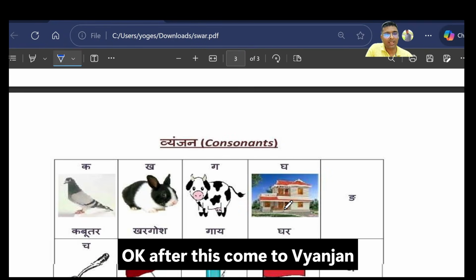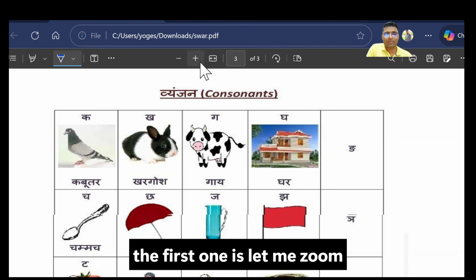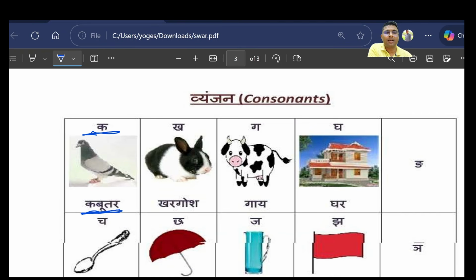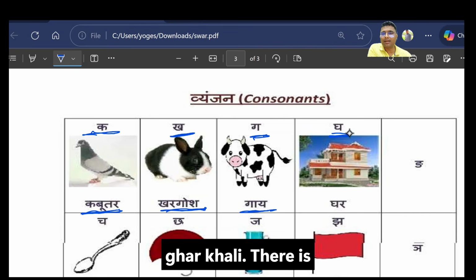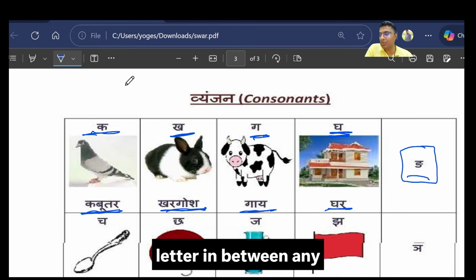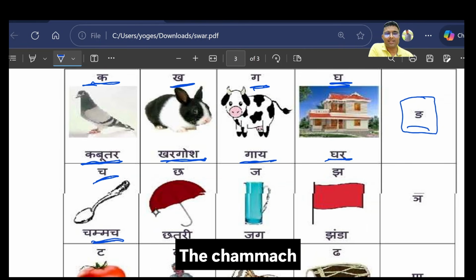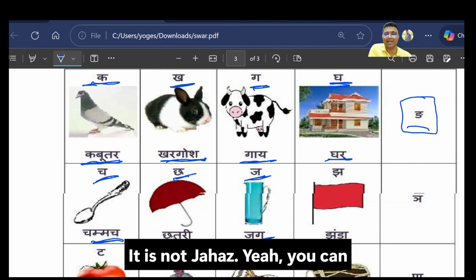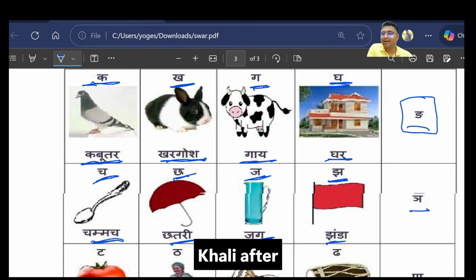Okay, after this come to Vyanjan. Let's see Vyanjans again with the picture and words. Let me zoom it. So first letter is क जैसे कबूतर. ख जैसे खरगोश. ग जैसे गाय. घ जैसे घर. ग खाली. There is no word starting with this letter. We use this letter in between any other word. After this, ch चम्मच. छ छतरी. ज it's not jahaz. Yeah, you can say jahaz as well, but here it is jug.